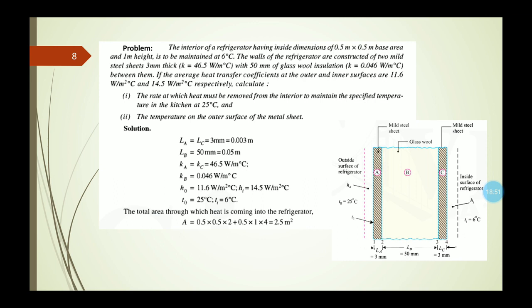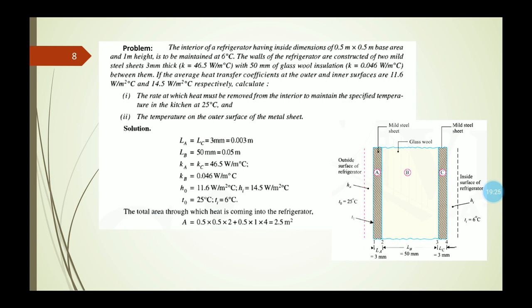Here, the interior of a refrigerator having inside dimensions of 0.5 meter by 0.5 meter base area and 1 meter height is to be maintained at 6 degrees centigrade. The walls of the refrigerator are constructed of two mild steel sheets 3 millimeter thick. The thermal conductivity is given as 46.5 watt per meter degree centigrade, with 50 millimeter of glass wool insulation. For this glass wool, the thermal conductivity is also given.